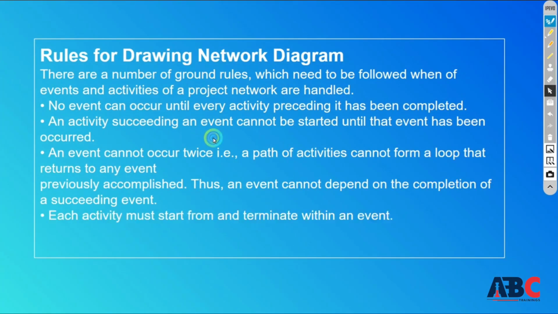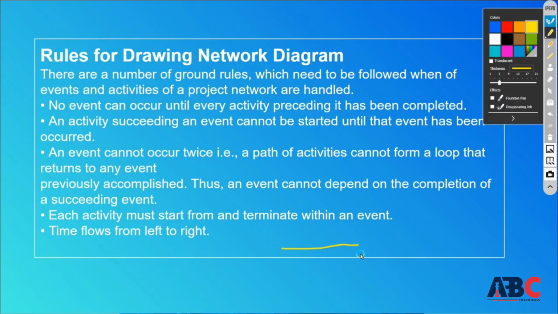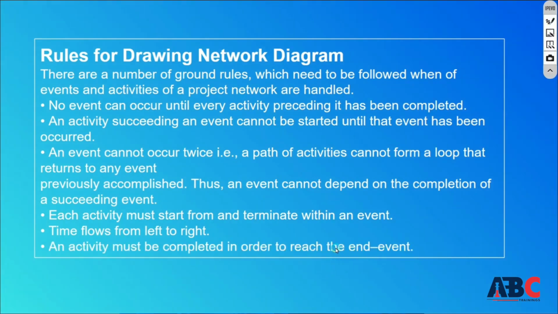When you start a new activity, you have to finish it in that event. And the time flow will be from left to right. So if you have 2 days, it will go forward from left to right. It will not flow in the opposite direction. And whatever activity you are showing, the task should be complete to complete the event. If the activity is not complete, then the event is not complete. So these were the rules to make the network drawing. You must remember these things.